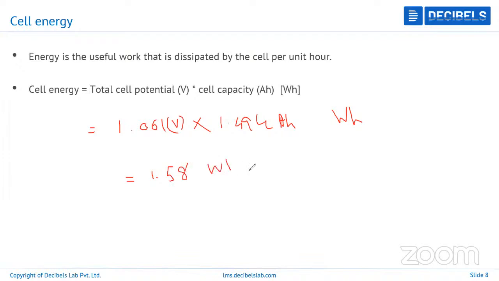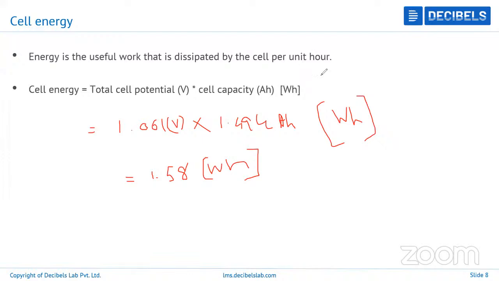1.58 watt hours. Okay, so 1.58 watt hours. Always, it's not in kilowatt hours. Please don't get confused, it is in watt hours. So your answer will be 1.58 watt hours. Yes. So I hope that you have all been able to follow so far.